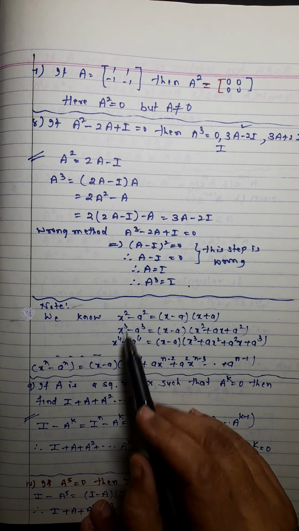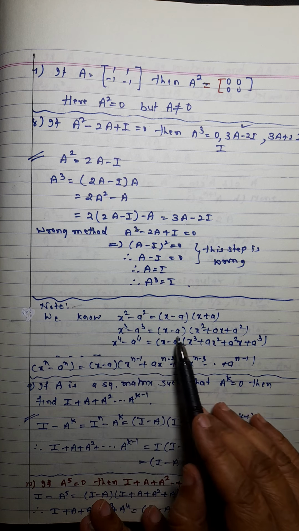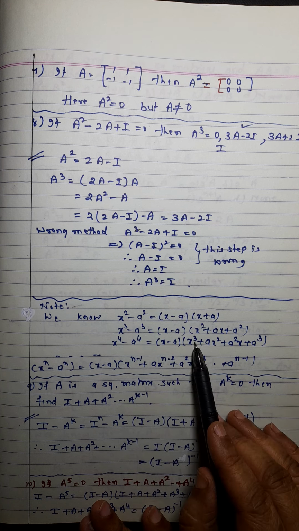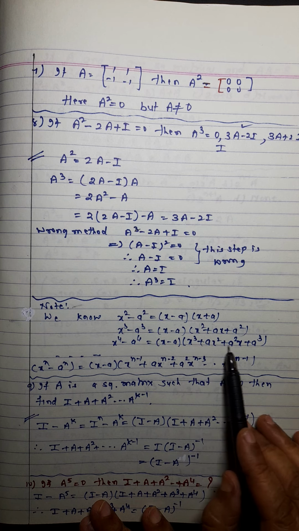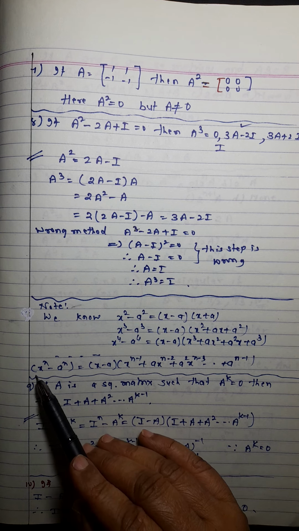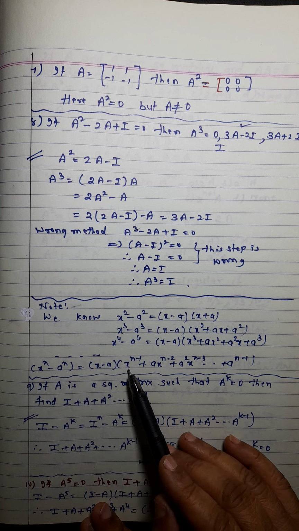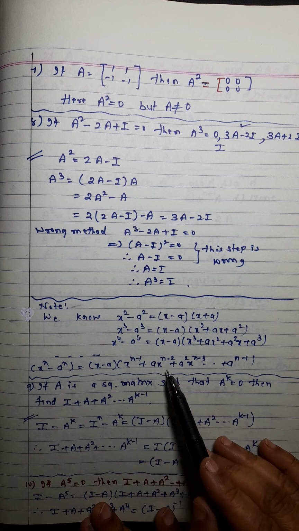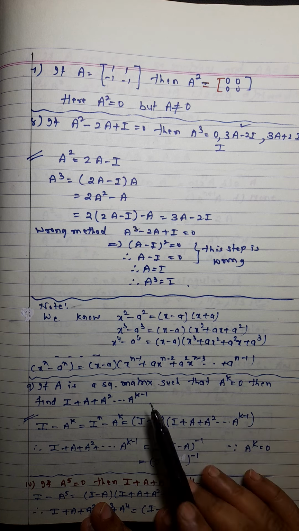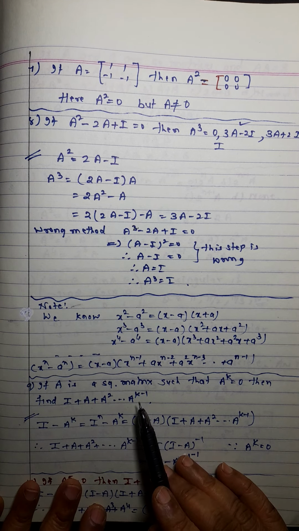Another important property we proved in 12th standard: x square minus a square is x minus a into x plus a. x cube minus a cube is this. x raised to 4 minus a raised to 4 is x minus a into this, where the degree of x is decreasing and the degree of a is increasing. So here there are 4 terms. The general formula we did in limits: x raised to n minus a raised to n is x minus a into x raised to n minus 1, n minus 2, n minus 3, and a raised to 0, a raised to 1, a square, up to a raised to n minus 1. It is like this.